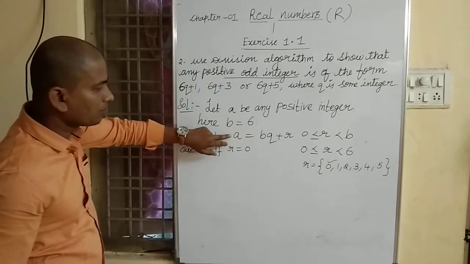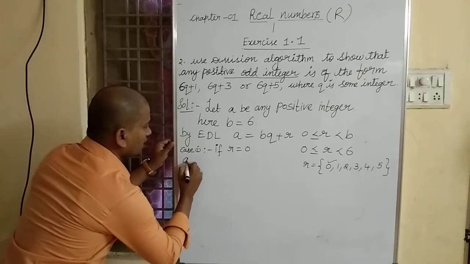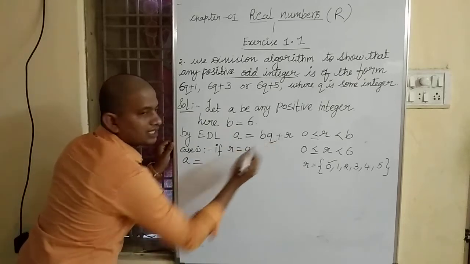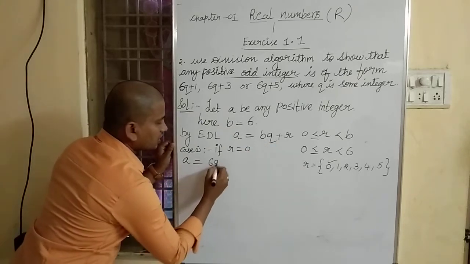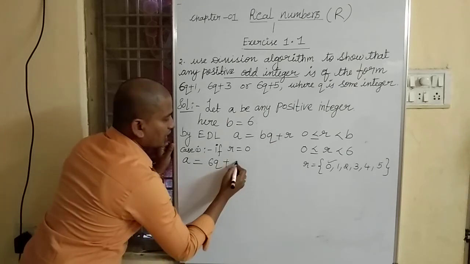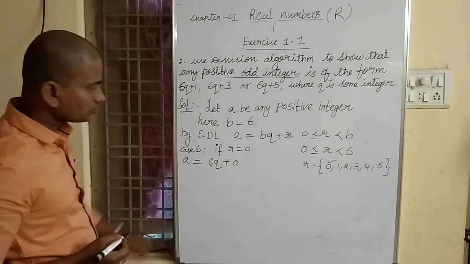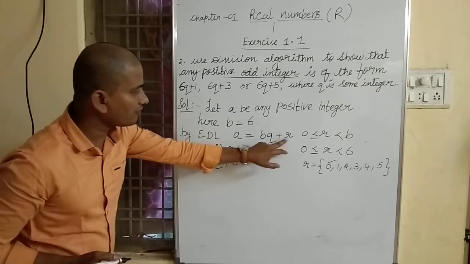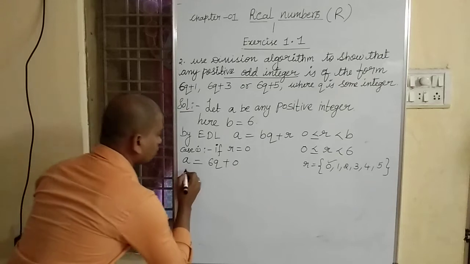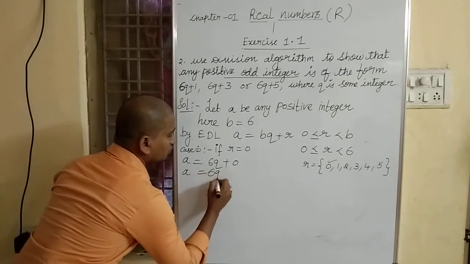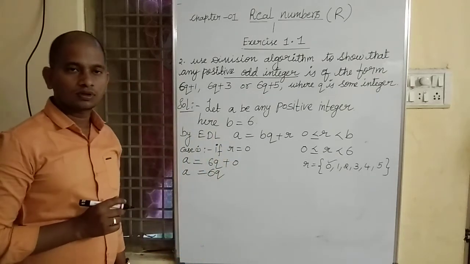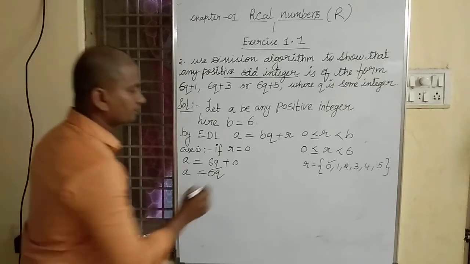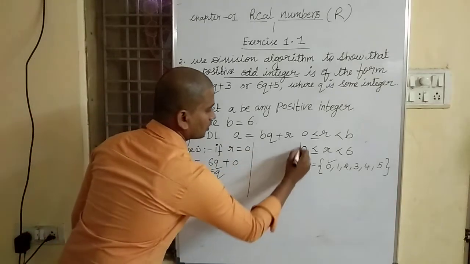What is Euclid division lemma? a equal to bq plus r. The b value is 6q, plus r value is 0. So 6q plus 0 is equal to 6q.